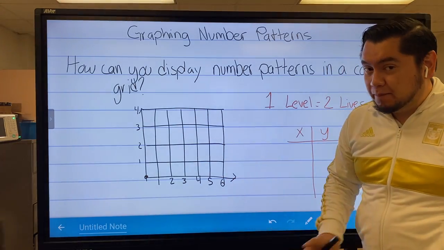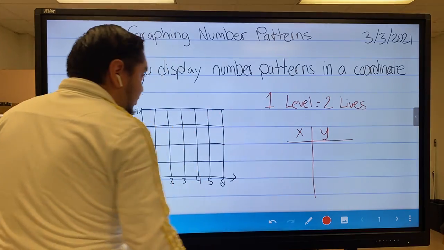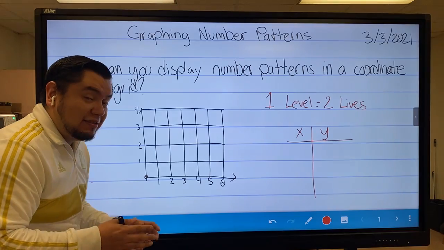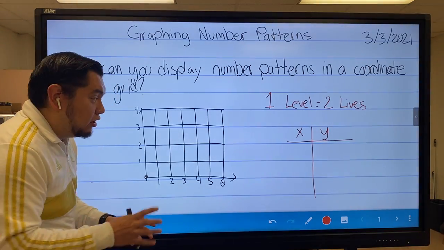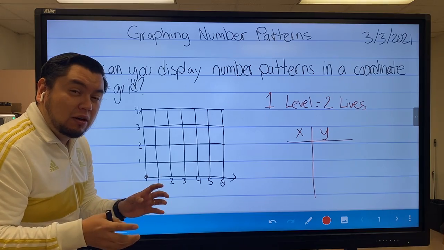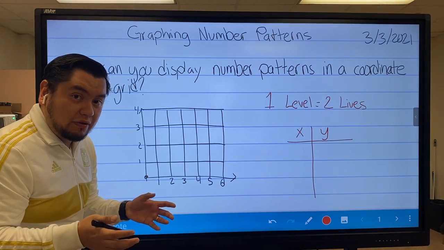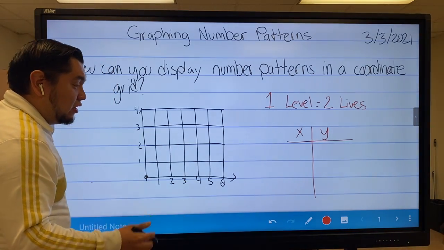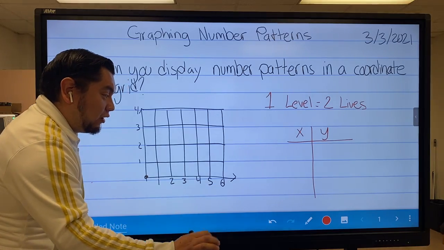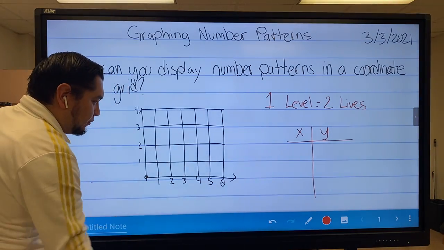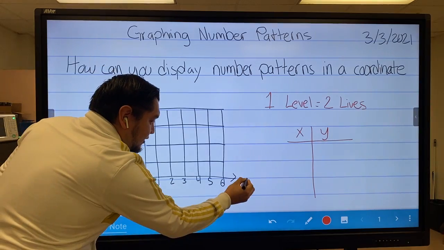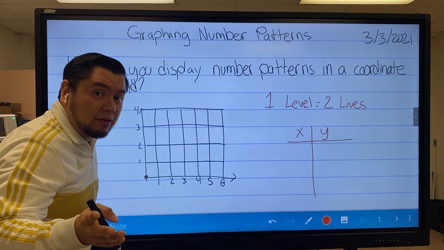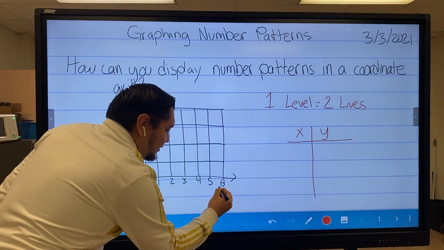Now, the coordinate grid is something very important to understand. It's like a map. Just know this is only part of it. In 5th grade, you only learn the first quadrant of a coordinate grid. You'll get into the rest in other grade levels. What you need to know about coordinate grids is they have 2 axes. The axis that goes horizontally is called the x-axis.